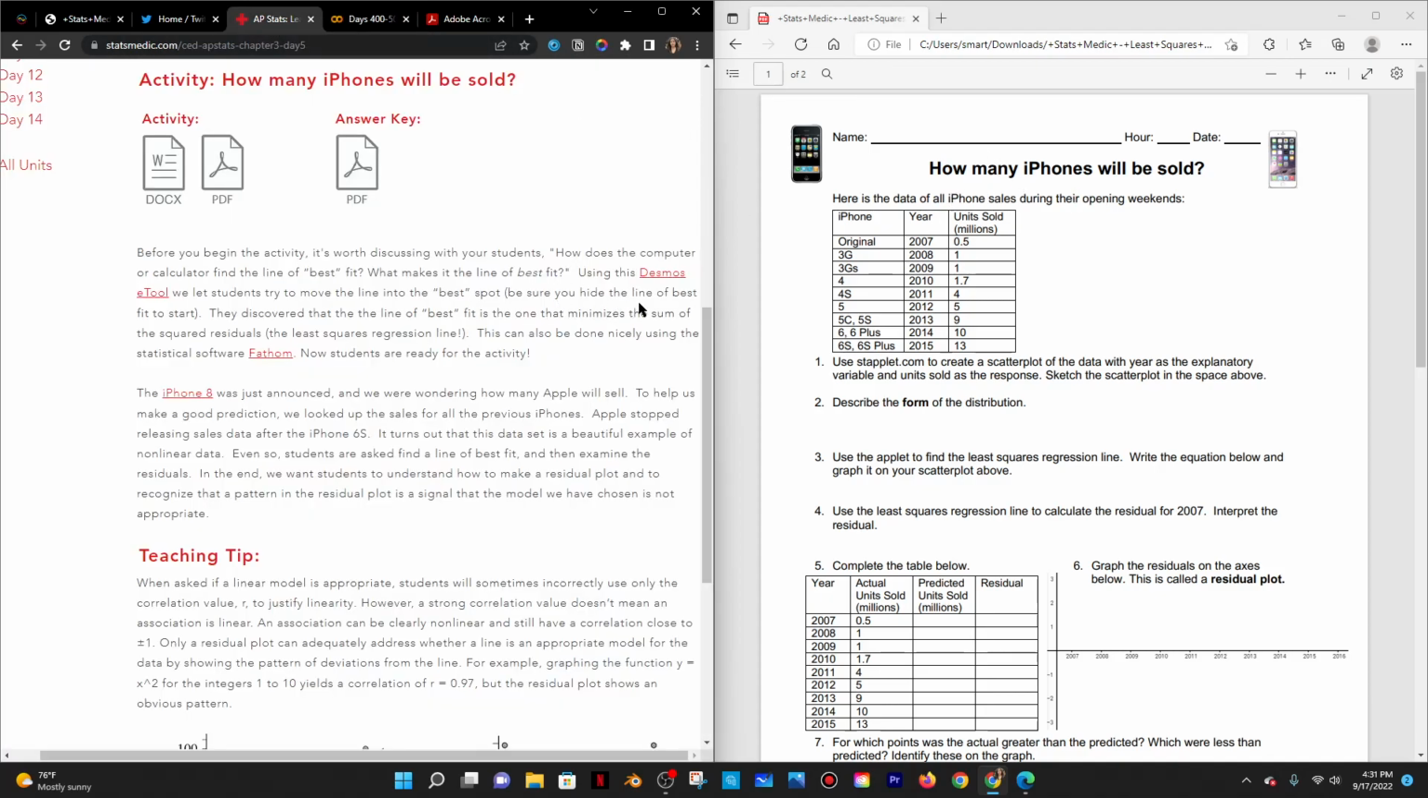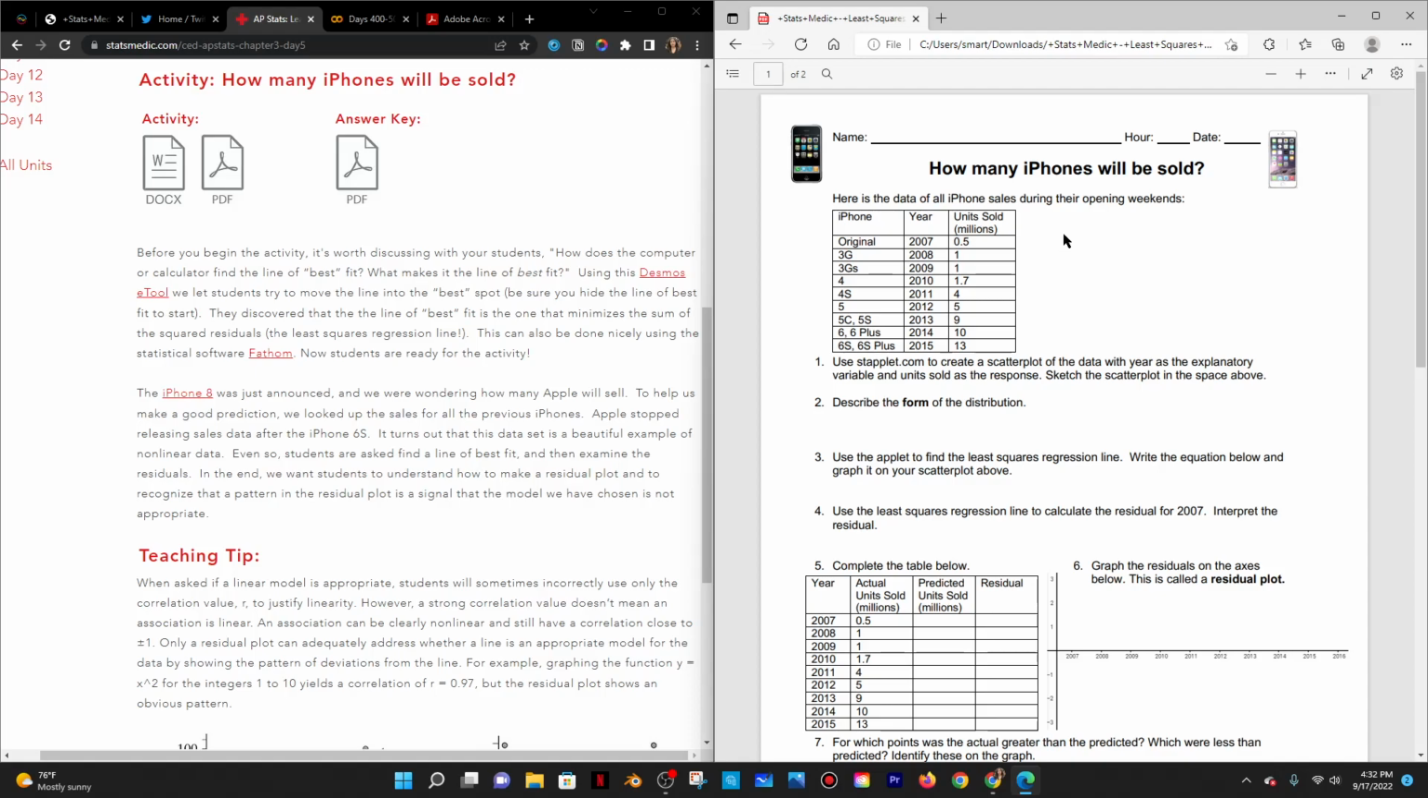So the idea is we're trying to predict how many iPhone 8s will be sold. And so what StatsMedic did was they took previous sales data from Apple, and this is what it looks like at the right here. At least we are going to use this data to find the line of best fit so that we can use that line to make predictions for how many units will be sold specifically for the iPhone 8.